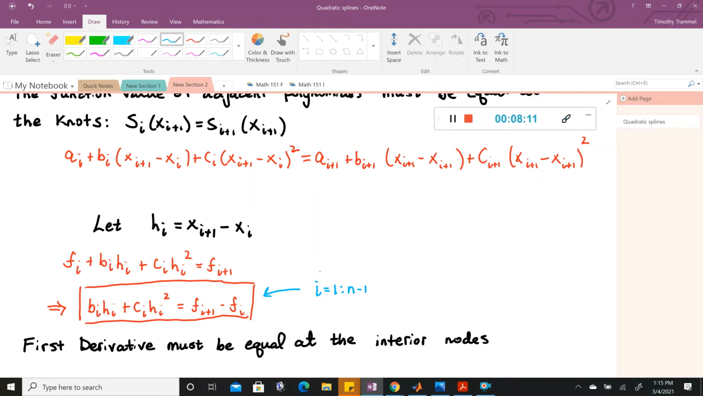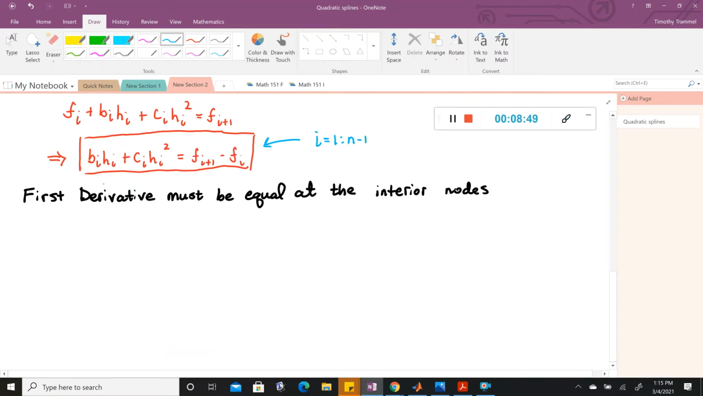We're going to get some more by thinking about our first derivative. We saw with linear splines that it can leave jagged edges. So if we ensure that the first derivative is equal between the two quadratic splines at the interior nodes, then we're not going to switch derivative at those nodes. It's going to be smooth. The derivative is going to be continuous. It's not going to have that abrupt change.